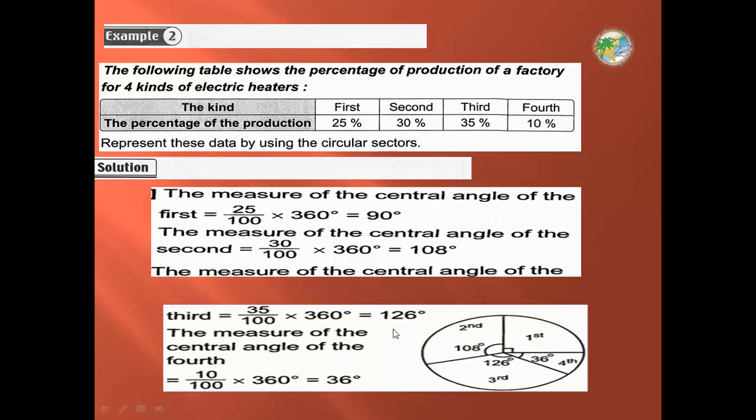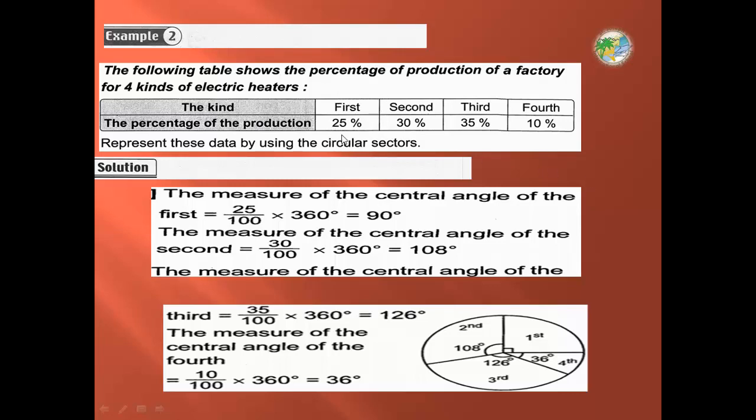The third was 126: we put the protractor on this line and go in the same direction, here 126, an obtuse angle. The last angle comes by itself, we don't draw it; it is 36. So before we start representing by using a circular sector, the measure of the central angle should be determined. How? By calculating the first production over the total number, which is 100.